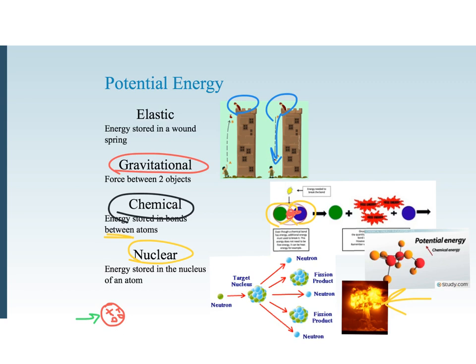So again, potential energy is stored energy. We can store it in elastic wound springs, rubber bands, all that stuff. Gravity is a potential energy. Any object has the potential to fall to the ground if it is held above the ground. We've got chemical energy, energy stored in the bonds between atoms. And last but not least, we've got nuclear energy stored in the nucleus of an atom.